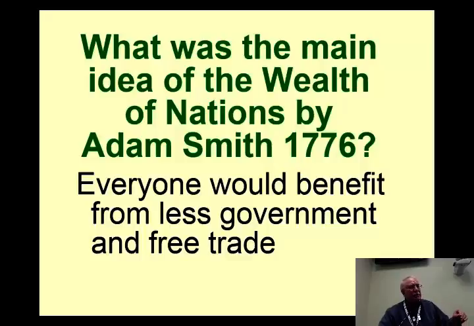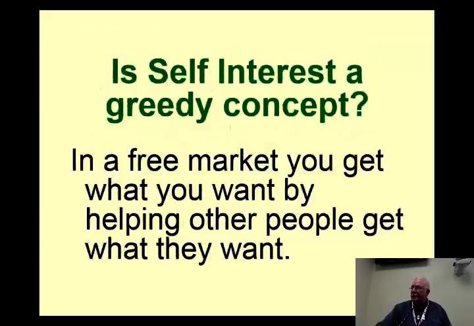But what we're talking about here is that a free market doesn't need government to dictate what to produce and how to produce it. And it doesn't need to dictate who gets what and how much, because the free market is a system that can do this. And this is what Adam Smith was talking about in The Wealth of Nations. He was talking about how free markets work. Is self-interest a greedy concept? No. In a free market, you get what you want by helping other people get what they want.